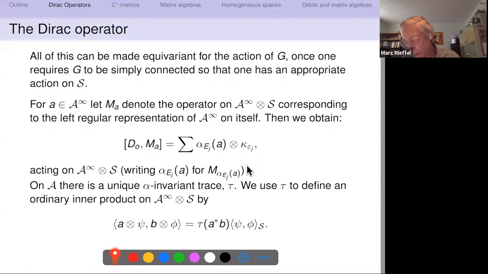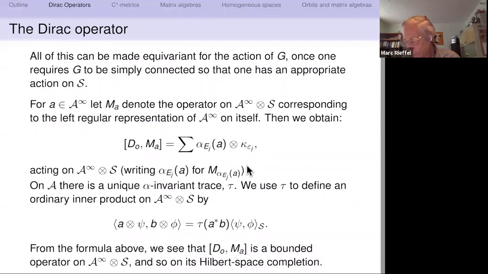and then it's a basic theorem going back to Hoegh-Krohn, Landstad and Størmer, that there's a unique alpha invariant trace on our unital C-star algebra for which the action is ergodic, and we use this trace to define, and let's see, I guess for uniqueness I should have said tracial state, but that's not so important. We use this to define an ordinary inner product on our spinor bundle just by the simple formula given here.